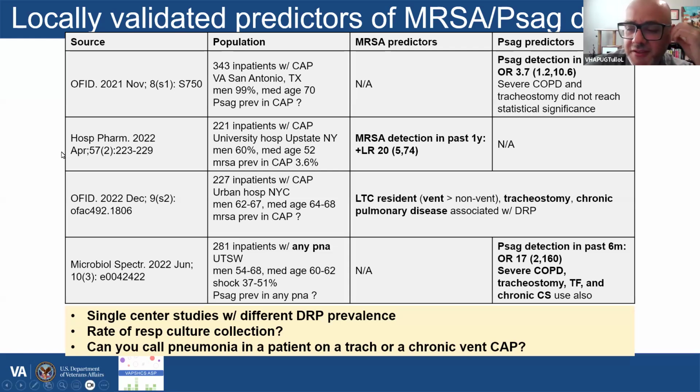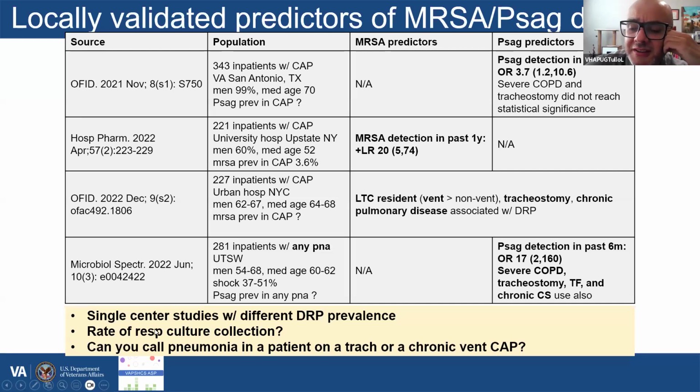And this is just a list of retrospective studies trying to answer that question. And they're mostly in MRSA detection. Things like tracheostomy, chronic pulmonary disease, and being in a long-term care facility have been associated with detecting Pseudomonas. The thing to remember, though, is that these are all single-center studies. And since microbiology is local, what's true for a hospital in New York near a bunch of LTACs may not be true for a community hospital here in Seattle, right? So that's something to take into consideration. Every hospital needs to have its own list of validated risk factors.